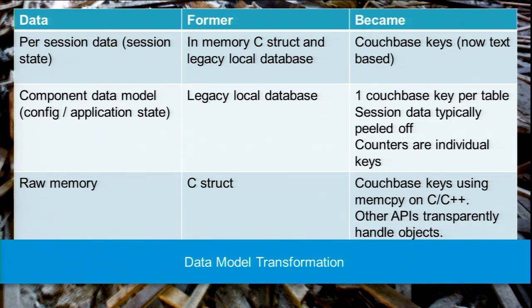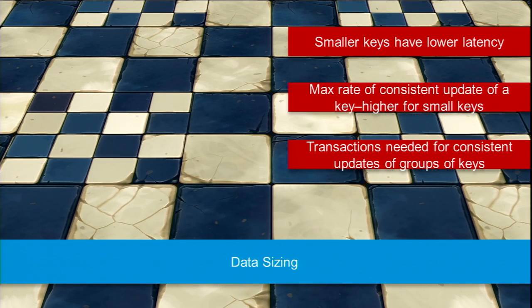And then our various sorts of raw memory things or C structures. We're coming from a C++ environment, so that was actually pretty handy because you could just mem copy it over to Couchbase. Couchbase also in their APIs for Python and Java and so forth handles that, to where the object automatically gets saved to Couchbase without doing a whole lot of work on it.